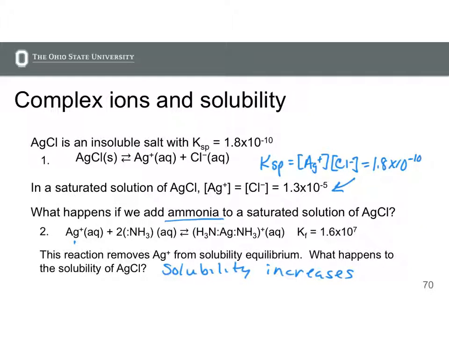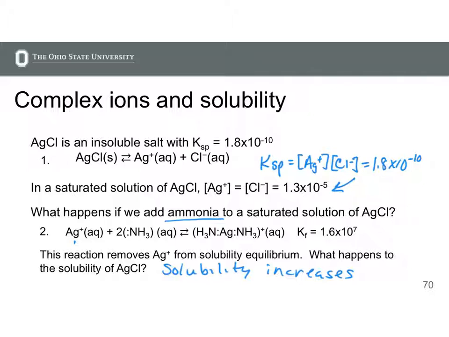So whenever we add a ligand or a Lewis base to a solution of an insoluble salt, if it can form a complex ion, it will increase the solubility of that salt. Okay? So adding ammonia is common. There are a number of other ones as well. CN minus, as we just saw. So our solubility is going to increase. This is again just Le Chatelier's principle, repeating itself over and over here with our equilibria.